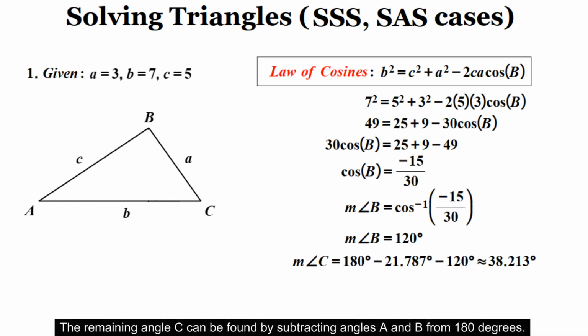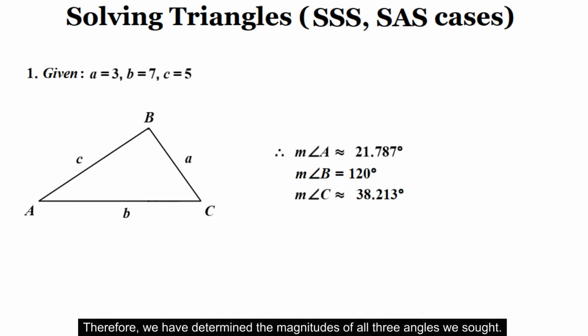The remaining angle C can be found by subtracting angles A and B from 180 degrees. Therefore, we have determined the magnitudes of all three angles we sought.